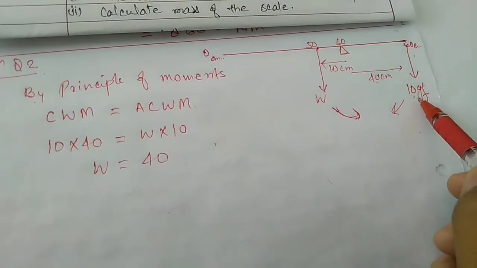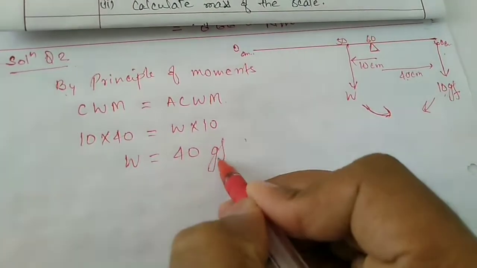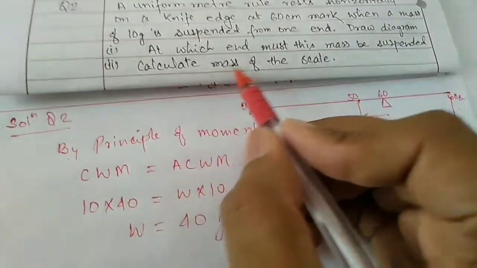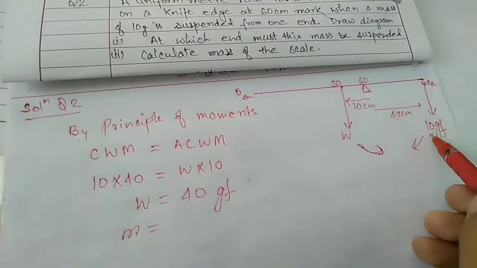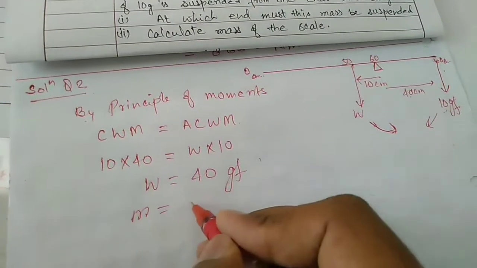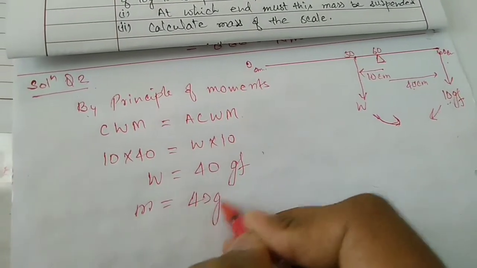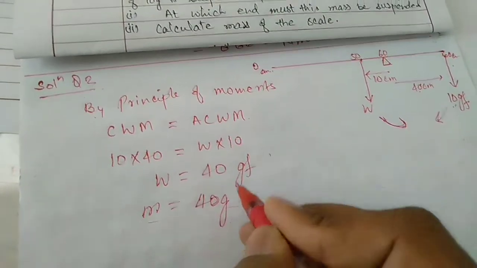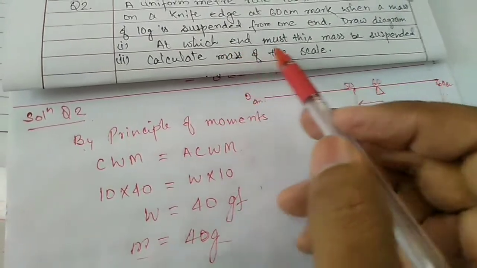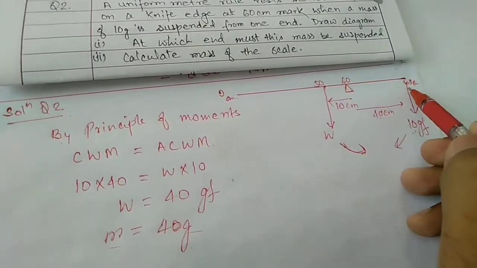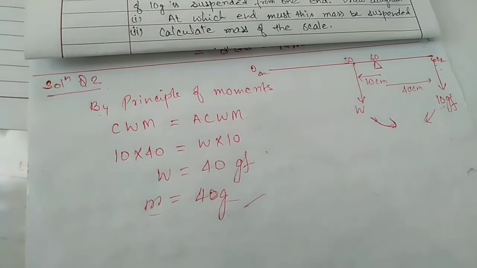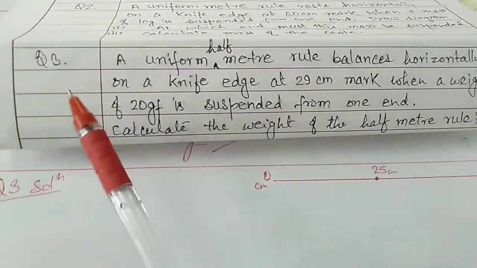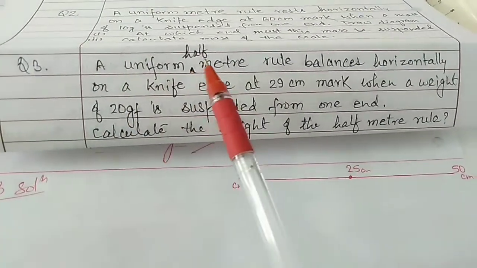In which unit was the weight? Gram force. So the weight will come in gram force. But in the question what is said? Calculate the mass. This is the weight. So for the mass of the scale, as I made 10 gram into weight, 10 gram force, in the same way just remove the force. So it will become 40 gram only. This is the first part. At which end should it be suspended? At the 100 centimeter mark. First part completed. Calculate the mass, that is 40 gram. This is the solution.